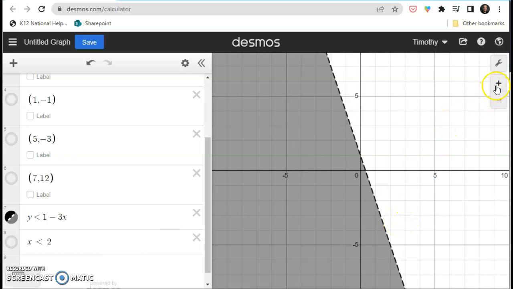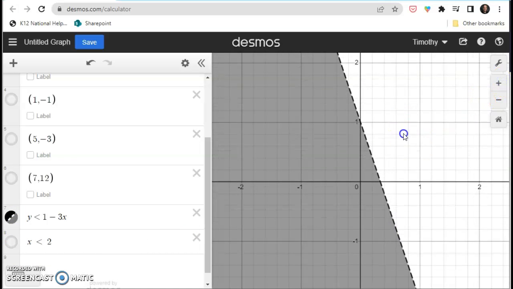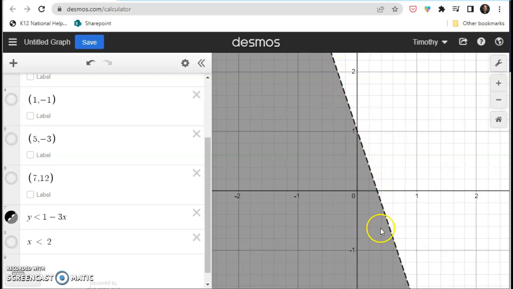We see that if we want to see the number 1, see how it crosses at 1, see how it's a dashed line and shading below. So Desmos does all this for us. Makes life a lot easier.